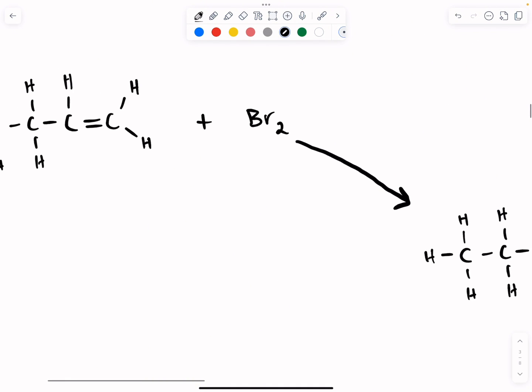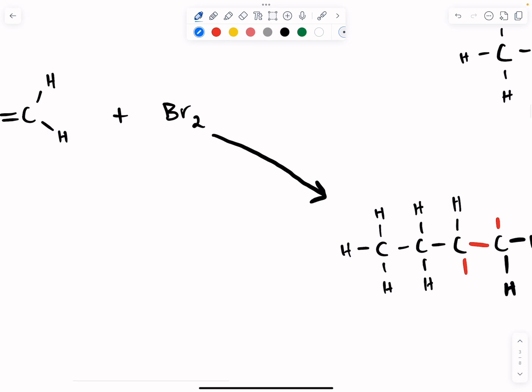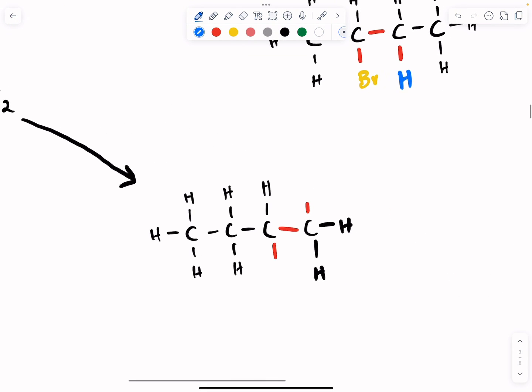And so I've got 2 free bonding sites for 2 Br atoms. So 1 Br can go over here and 1 Br can go over here. Even if I were to swap these around, let me swap it around. What do you notice? Absolutely nothing has changed. And so because of that, there is no carbon which is gaining or losing any hydrogens.